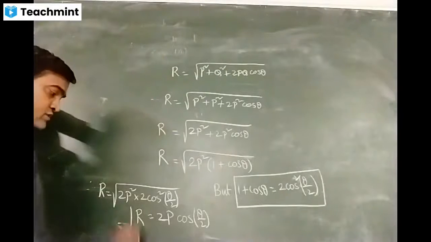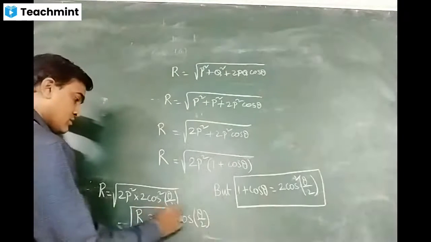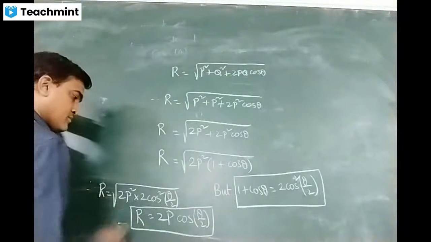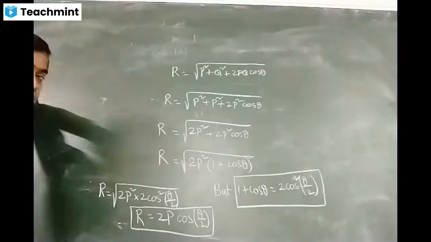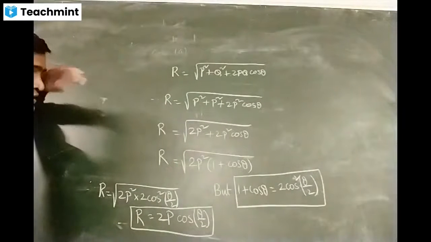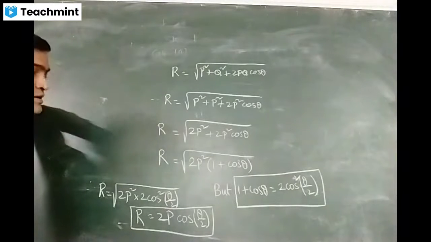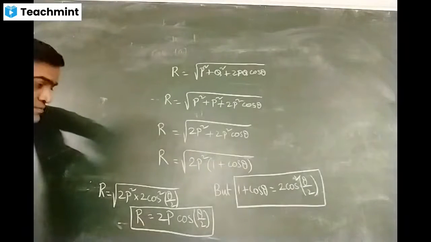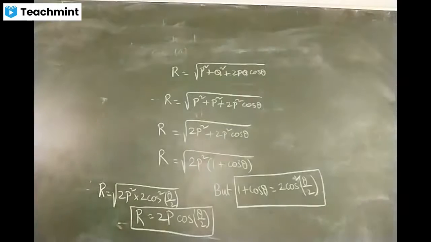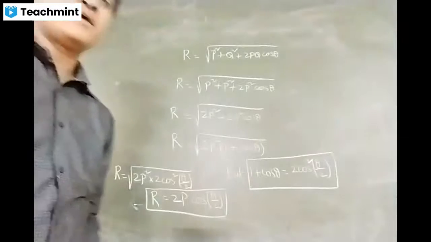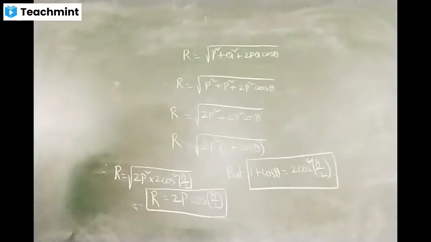Sir, what is theta by 2? Can't we take theta to the power of minus 2 and do it? No, theta by 2 is the angle value, not theta to the power of minus 2. Theta by 2 is the angle.